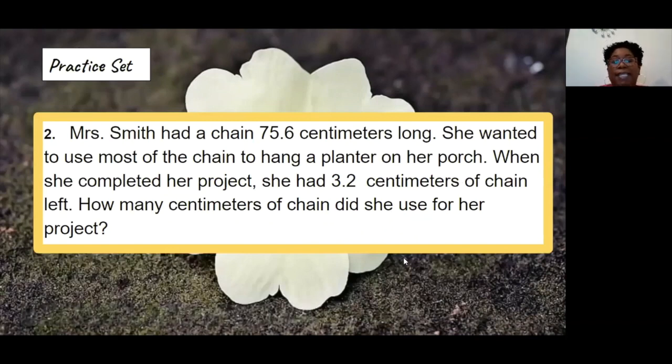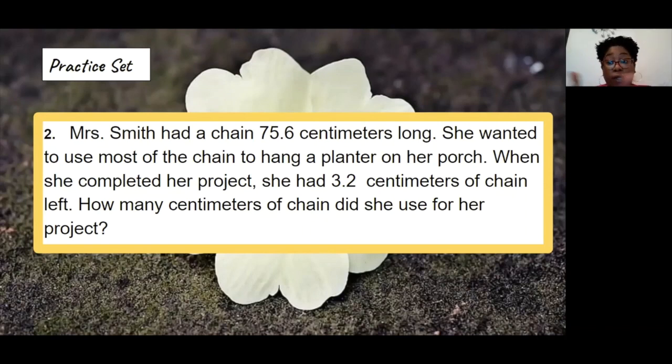Mrs. Smith had a chain 75 6/10 centimeters long. She wanted to use most of the chain to hang a planter on her porch. When she completed her project, she had 3 2/10 centimeters of chain left. Okay. How many centimeters of chain did she use for her project? Okay, so this one is a little more involved than the first one, but that's okay. Again, strategies. Let's pull out what we need. What are the important facts, information, clues, actions that we're going to need to help us solve this problem?